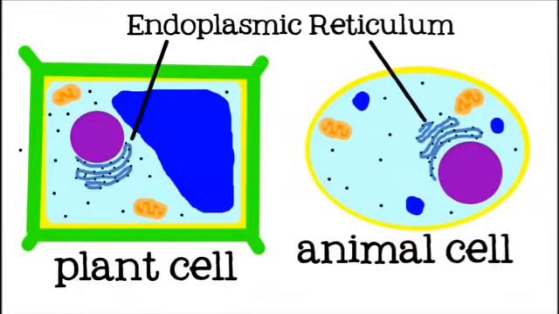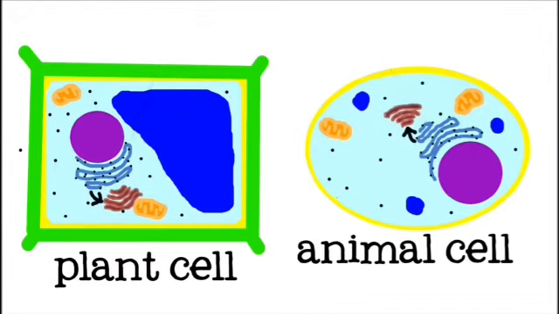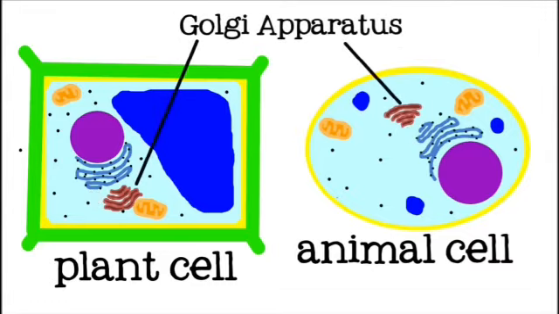Endoplasmic reticulum. It helps in cellular transportation and forms a network. It transports the protein to the Golgi apparatus. It is of two types, rough and smooth.